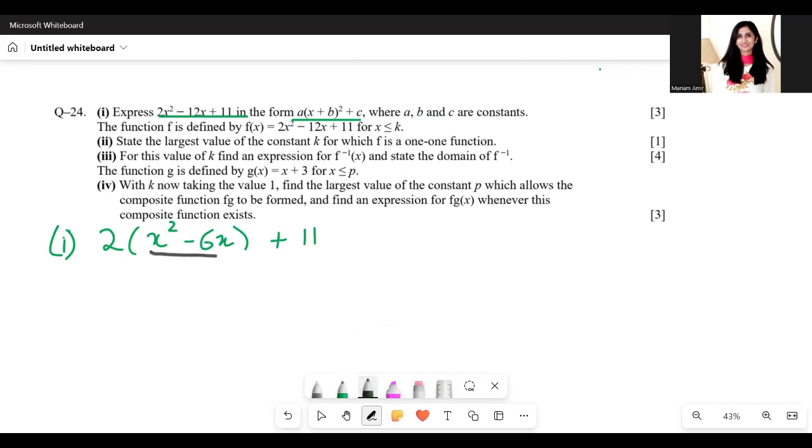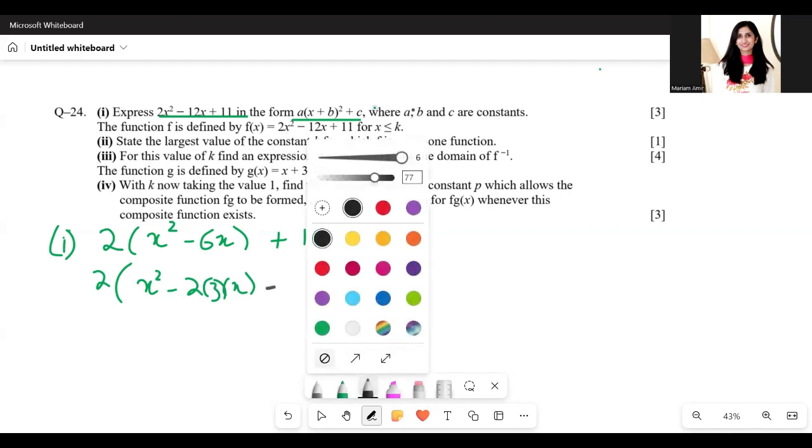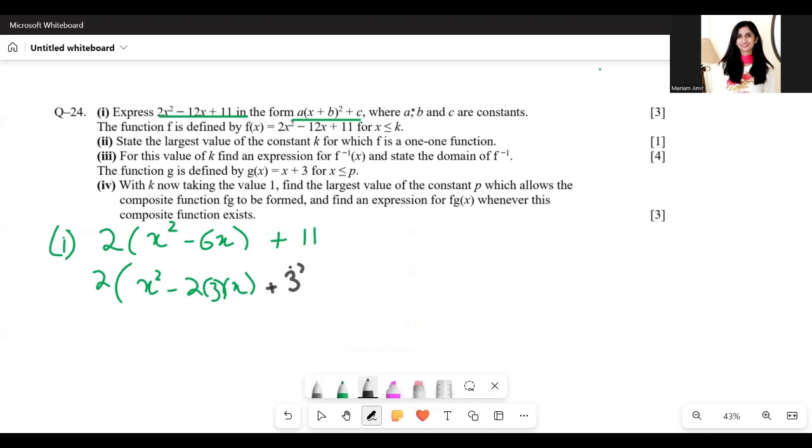Now I'm going to use the identity a² − 2ab + b² here. I'm going to try to write this in the form of that identity. So 2 times (x² − 6x), where a is x and b is going to be 3. Now we have to add b², so plus 3², and we'll also have to subtract 3² to make that even, and plus 11.